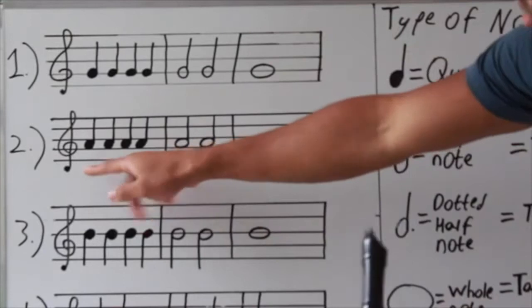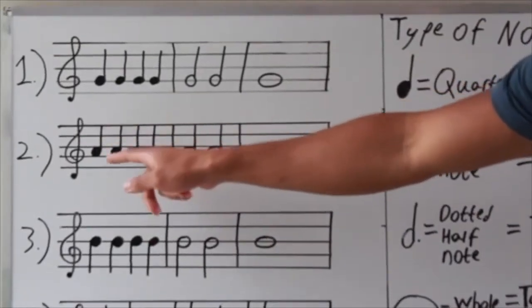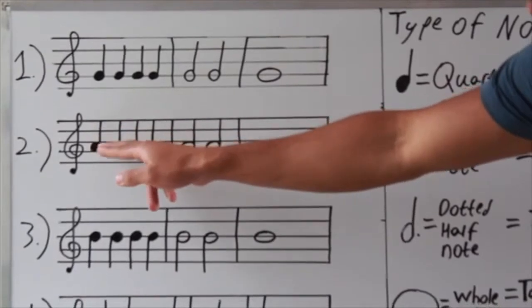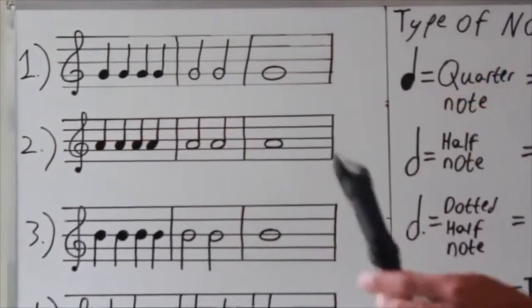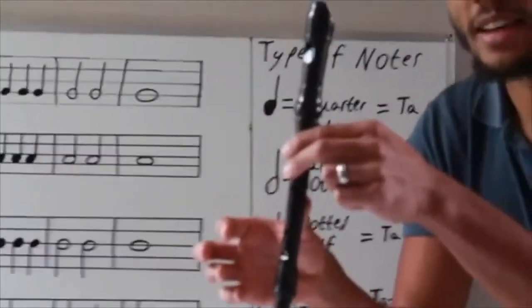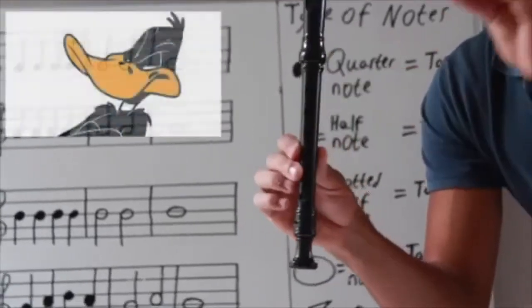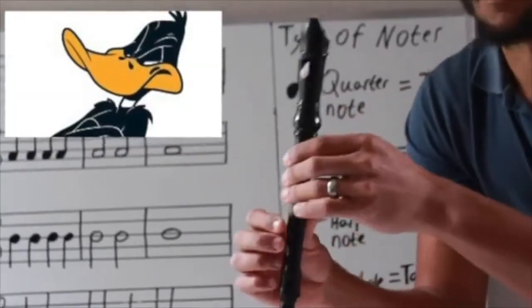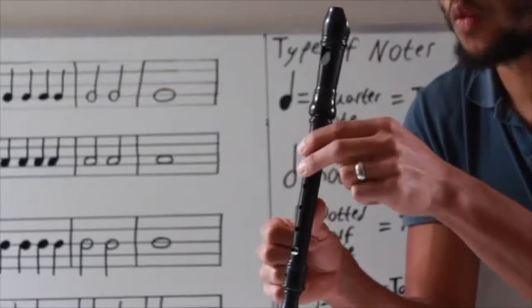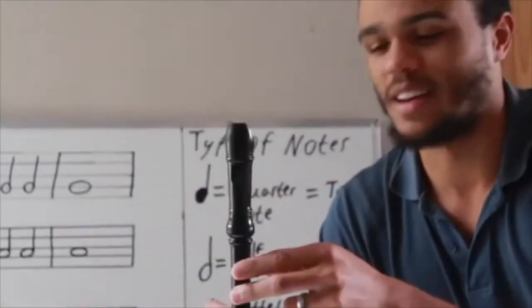So let's look at line number 2. We can see that it's in the second space, meaning it's A, okay? So we're going to hold our A note. And how do we hold our A note? We put 2 like that. Remember we said for a G, it was like a duck, because a duck has a big bill, big mouth. A was a snake, because a snake has 2 big teeth coming out, and it bites.